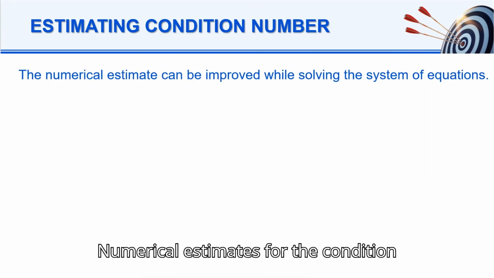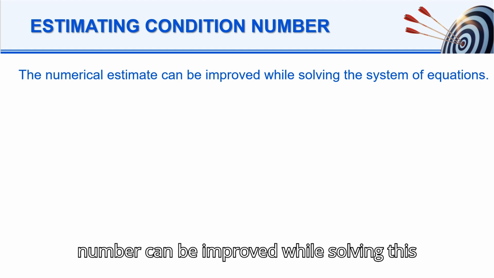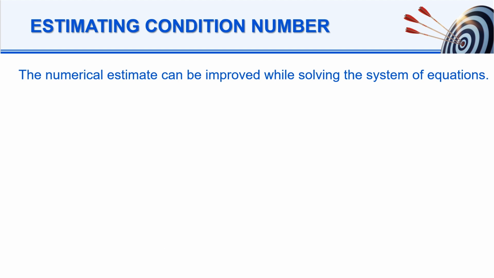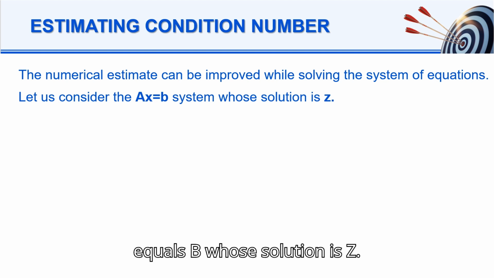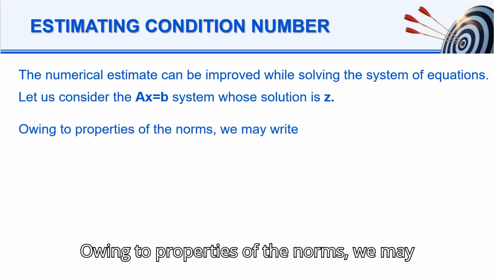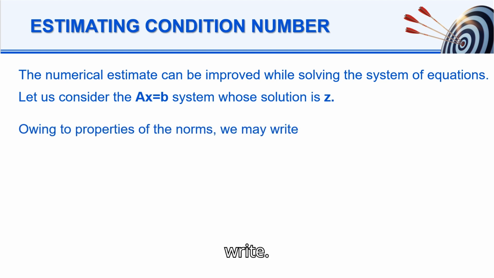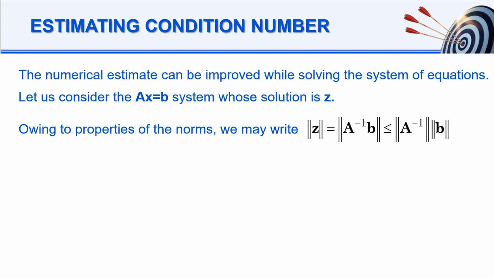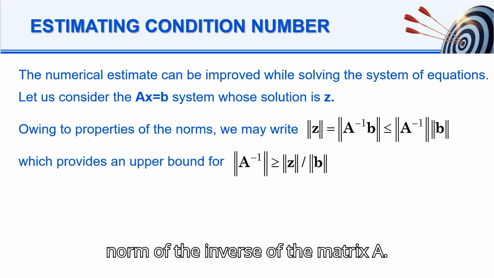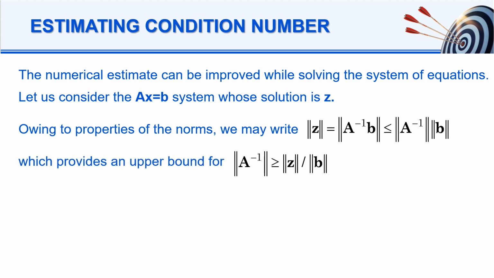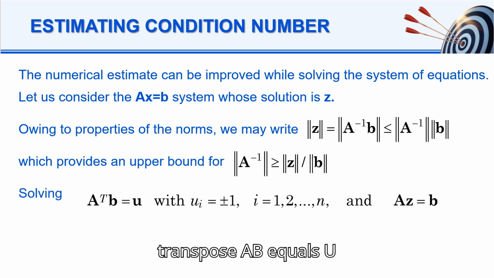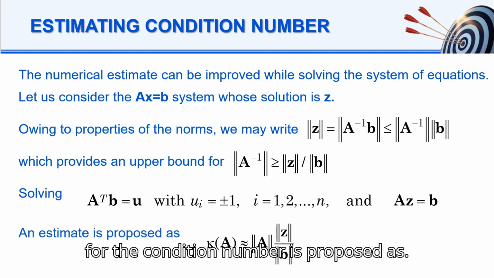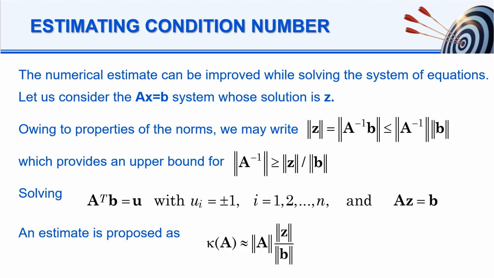Numerical estimates for the condition number can be improved while solving the system of equations. Let us consider the linear system AX equals B whose solution is Z. Owing to properties of the norms, we may write, which provides an upper bound for the norm of the inverse of the matrix A. Solving two systems of equations, transpose A B equals U and AZ equals B, an estimate for the condition number is proposed as follows.